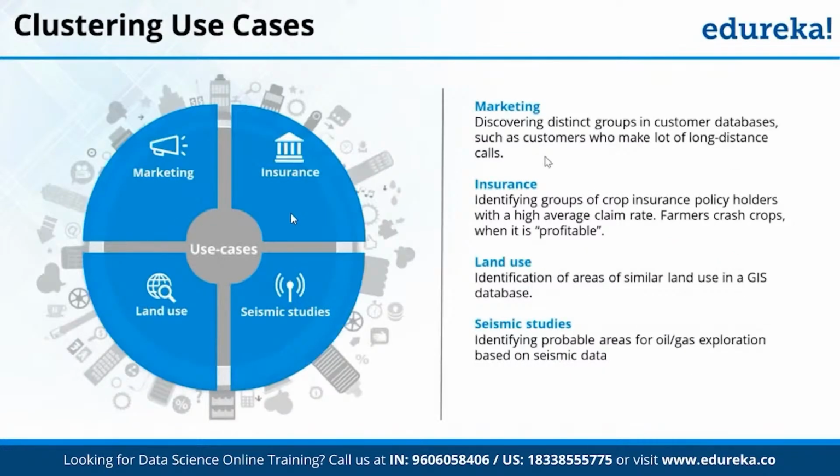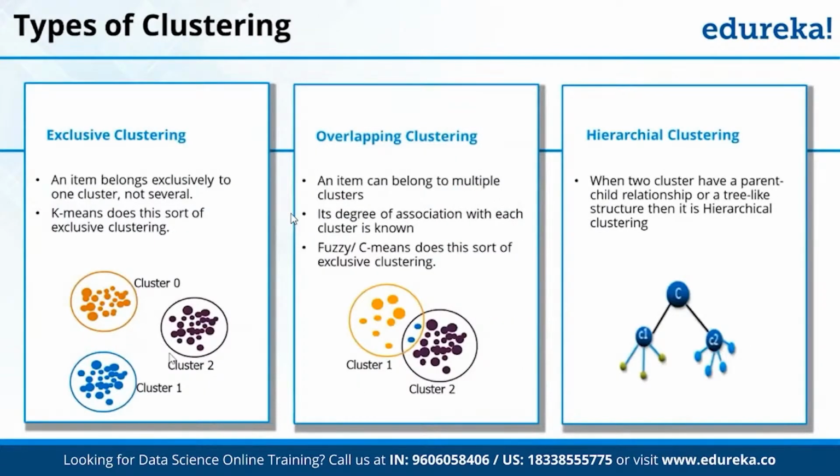Types of clustering, as we discussed, k-means, it's an exclusive cluster. We create clusters, and they will be separate altogether. I have cluster 0, cluster 1, cluster 2. It's altogether a separate cluster. There is no overlap between the customers. So an item belongs exclusively to one cluster, not several. K-means does this sort of exclusive clustering.